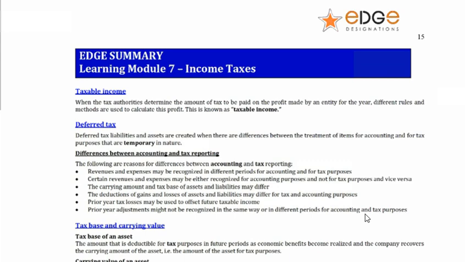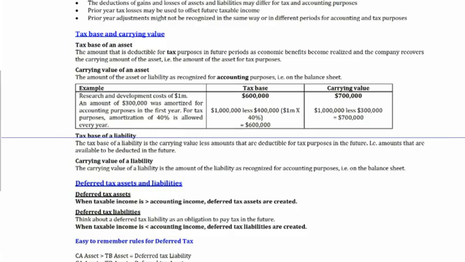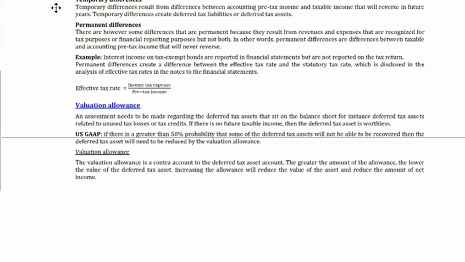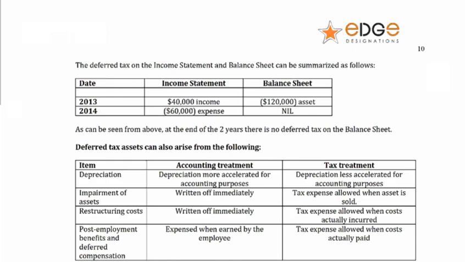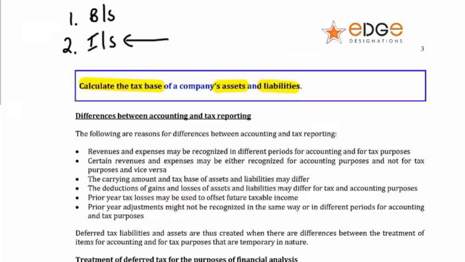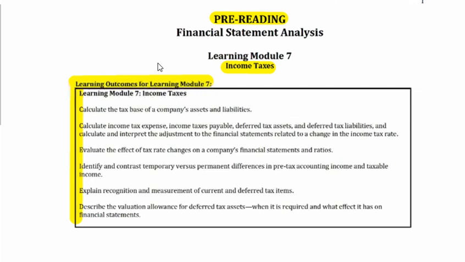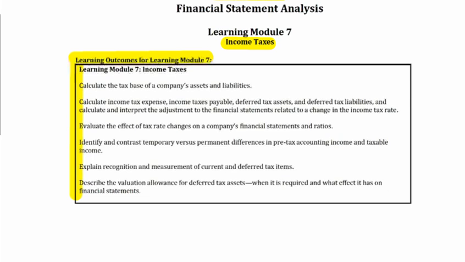Part of your job is then to determine, is it a deferred tax asset or a liability? And there's a bit of a summary for you then on page 15 and 16. Do take a look over there. As per normal, I always ask everybody to go back to the beginning of the set of notes, Learning Module number 7, and just take a look again at the learning outcome statements and make sure you're familiar with them. For example, if I say to you, could you calculate the tax base of a company's assets and liabilities? Could you calculate income tax expenses? What happens when there's a rate change? Things like that, just to make sure you are familiar with those. This then brings us to a conclusion of Learning Module 7, Income Taxes.